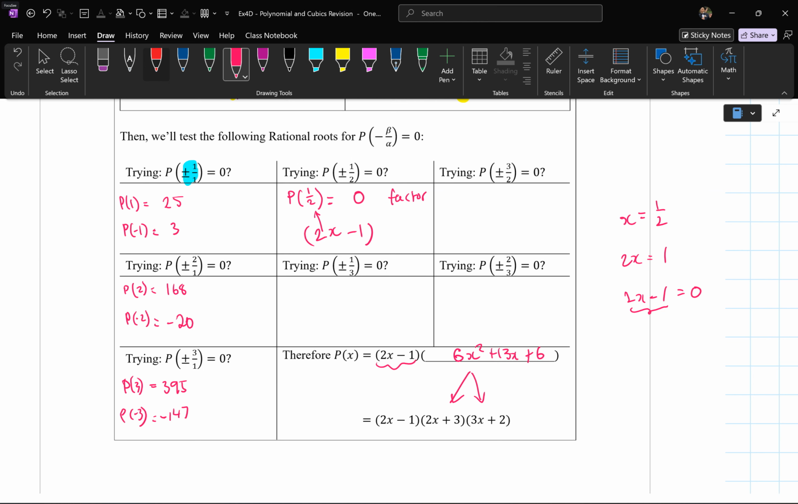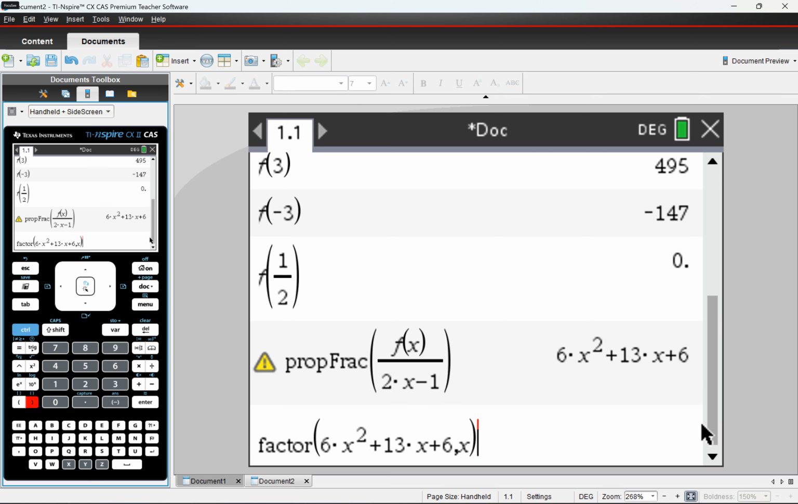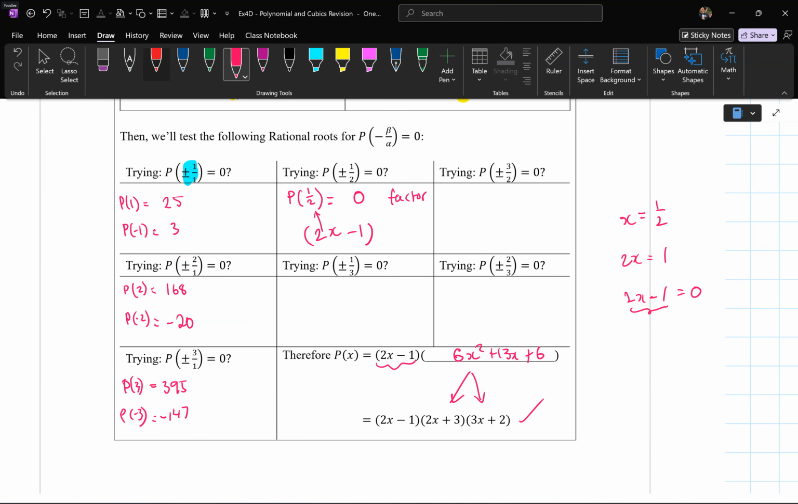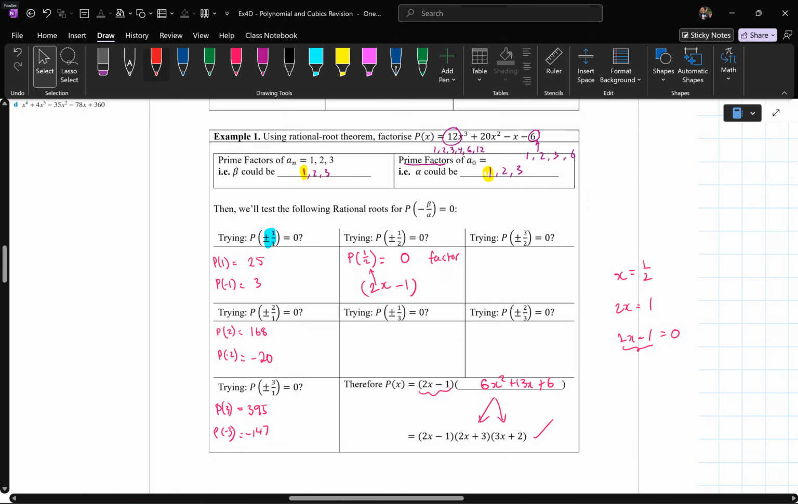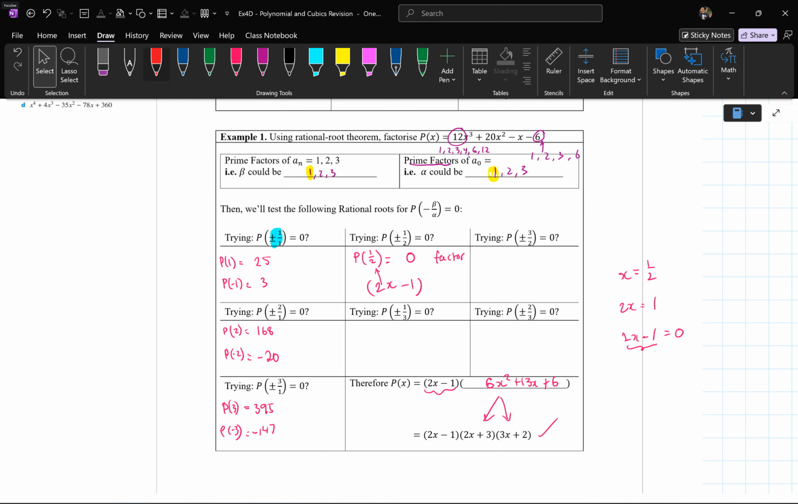Again, if you don't know how to do it on your CAS, you say factor, bring this one down, comma x. There we go: 2x plus 3 and 3x plus 2, and that's how I got that step. So I used CAS just to simplify this process, otherwise it'd be very long and tedious if you do it all algebraically. The point is for you to understand what the rational root theorem is, and when to use it. You use it when these whole numbers don't work, then there's a possibility that it could be a fraction. All right, team, I think that's all.